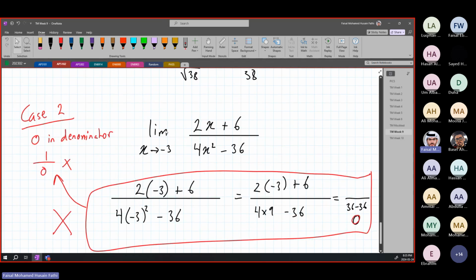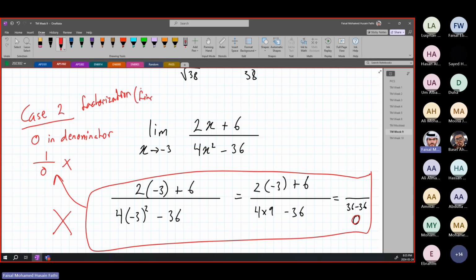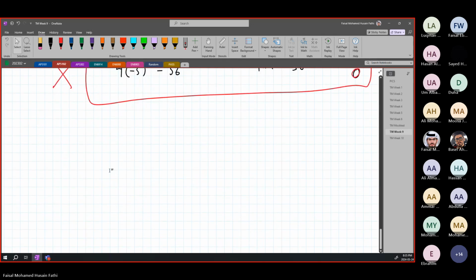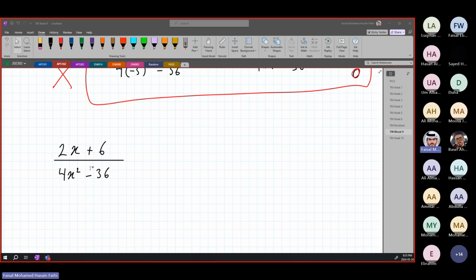But how can we simplify it? Case 2 is factorization. Factorization or finding a common factor. These are the two ways you can do it, by factorization or also finding the common factor, which is a part of factorization. So let us look at just the function here. The first thing that I notice is the top. I have 2x plus 6, right? I can take the 2 outside as a common factor.